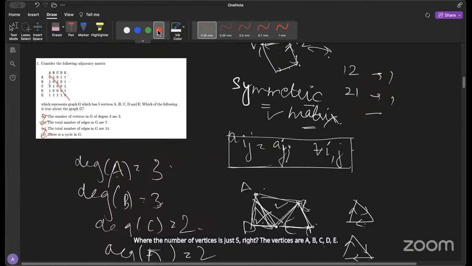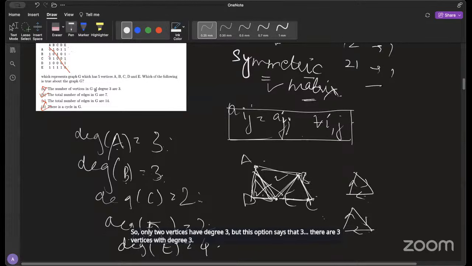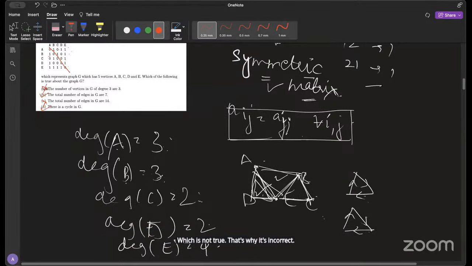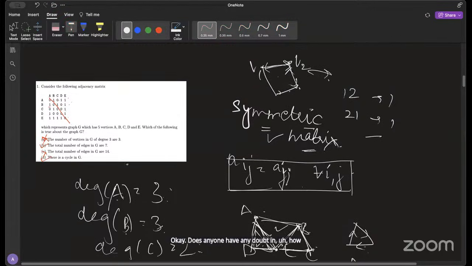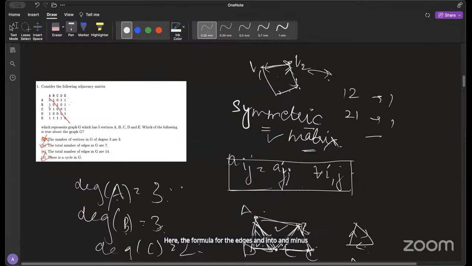No, ma'am, the first option says the number of vertices in G of degree 3 are 3. We have written the degree of all of these vertices: degree of A is 3, degree of B is 3, degree of C is 2. So only 2 vertices have degree 3. But this option says that there are 3 vertices with degree 3, which is not true. That's why it's incorrect. Does anyone have any doubt in how to find an adjacency matrix for a graph, or whether it is a symmetric matrix? Here the formula for the edges, n(n-1)/2, is not applicable.